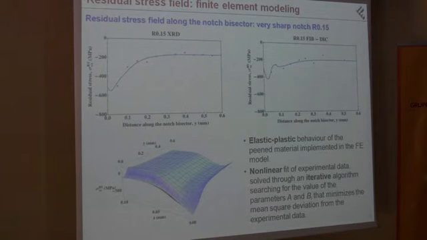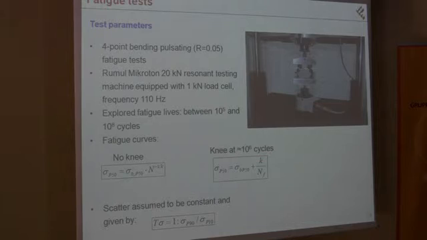And so this can have a very important effect on fatigue, because the notch influences the effect of the residual stress of the shot peening treatment. In order to complete our analysis, we performed a fatigue test campaign on these specimens by carrying out a 4-point pulsating bending test on a Microtron Rumul resonant machine, exploring a fatigue life between 100,000 and 100 million cycles.